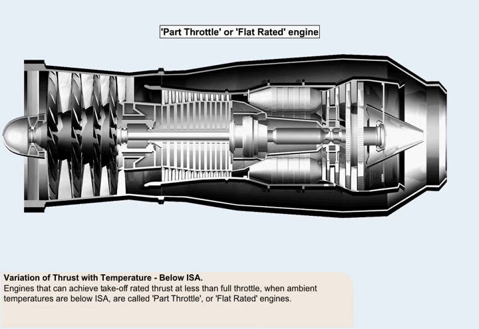Engines which have the ability to achieve takeoff rated thrust at less than full throttle when ambient temperatures are below ISA are called part throttle or flat-rated engines.